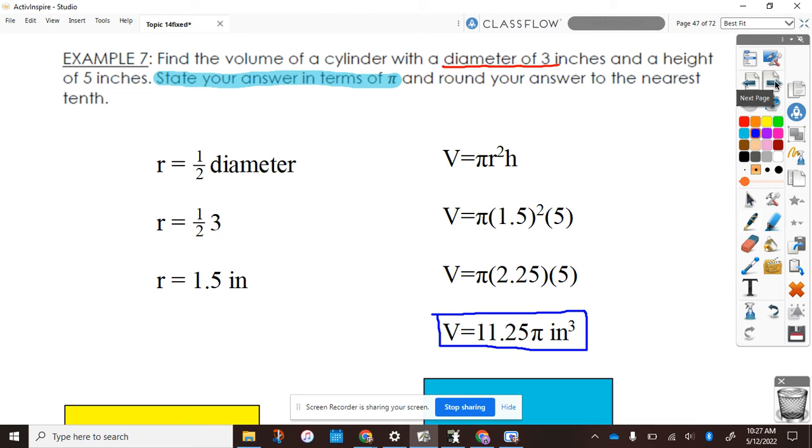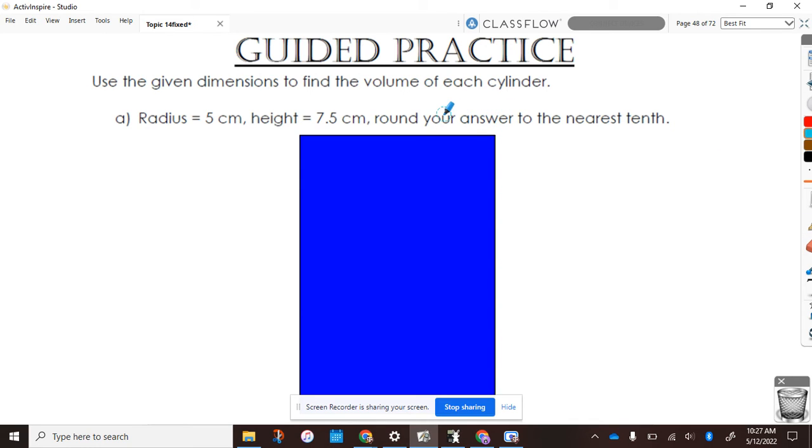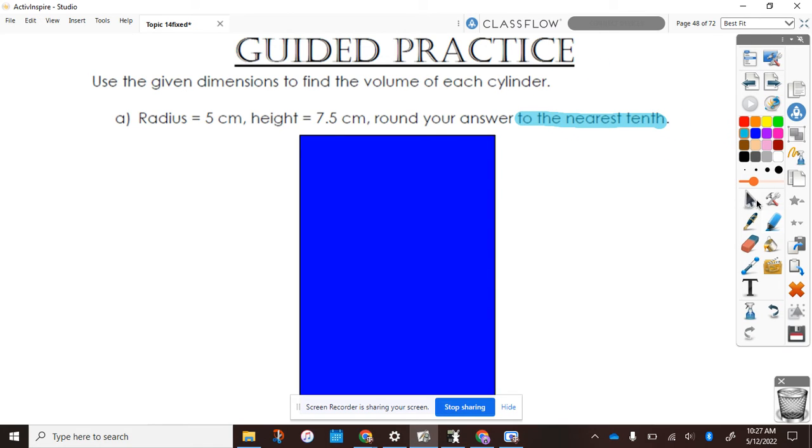Take a look at this next one. We're going to find the volume of each cylinder. This time, we're going to round the answer to the nearest tenth. So this time it does not want our answer in terms of pi. It wants our answer as an actual decimal approximation.